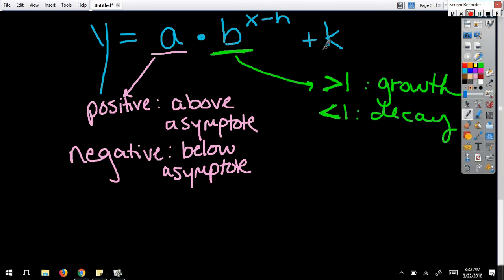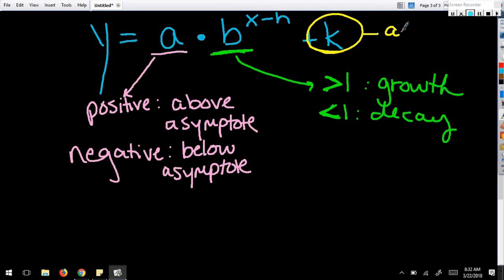The K is my asymptote. And remember, these are horizontal asymptotes. So Y equals K is the equation for my asymptote. If it's not there, what value does K take on? 0. So if you messed up on the fraction or messed up setting it up, and it goes through the asymptote, you've done it wrong. You know you've done it wrong.